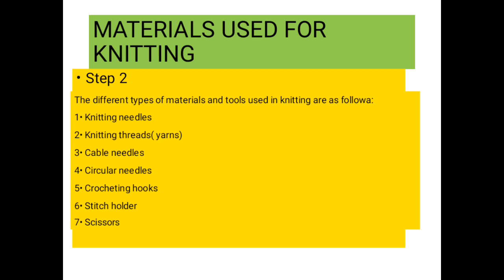The next one is the cable needles. And then also we have the circular needles, the crocheting hooks, the stitch holder, and also the scissors. So when you want to do your knitting, make sure all these things are available. Maybe when you're coming to the class, we can bring them, and then we'll all work with them. So follow me carefully as I go to the next slide this morning.